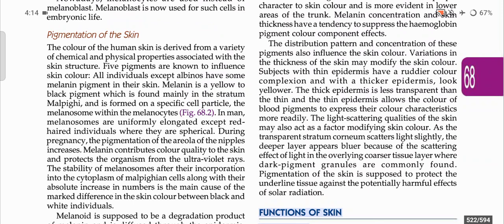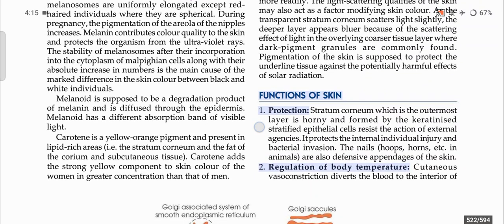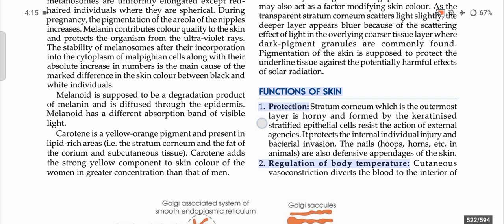In man, melanosomes are uniformly elongated except in red-haired individuals, where they are spherical. During pregnancy, the pigmentation of the areola of the nipples increases. Melanin contributes the color quality of the skin and protects the organism from ultraviolet rays. The stability of the melanosomes after their incorporation into the cytoplasm of Malpighian cells, along with their absolute increase in number, is the main cause of the marked difference in skin color between black and white individuals.